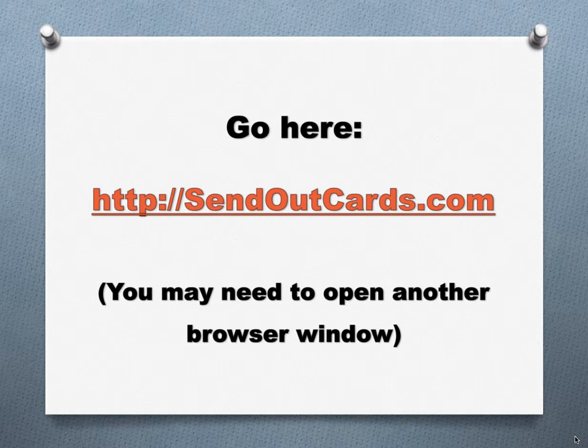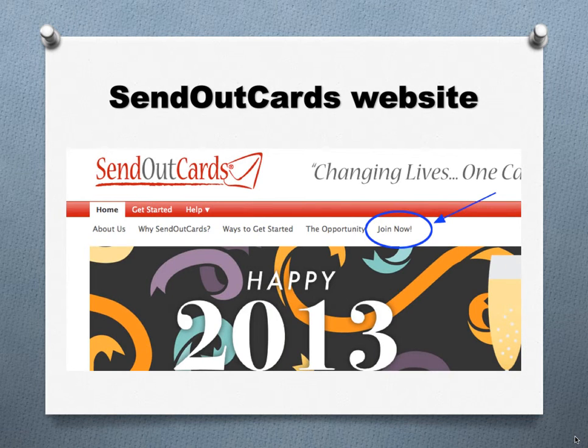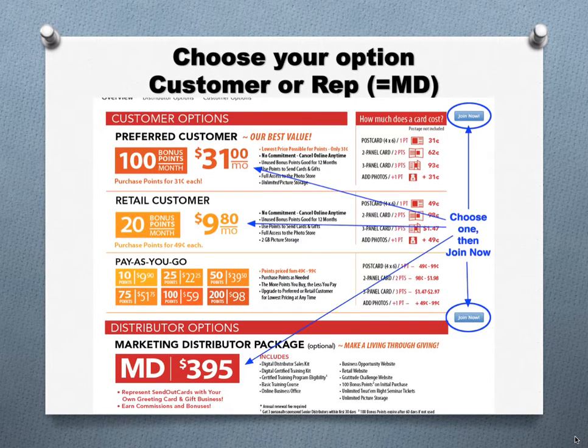So here's what you do. Go to sendoutcards.com, and you might have to open up another browser window. So just open a new window, and then here's what you're going to do. You'll see a page that looks like this at the top, Send Out Cards, and see where the blue circle there that's going to say Join Now? Just look for that at the top of your screen and click on that link. When you do, you'll see the 3 options screen. One is the $31 customer, the other is the retail customer for $9.80, or you can do what they call the MD, which is the marketing distributor, for $395. That's the whole enchilada.